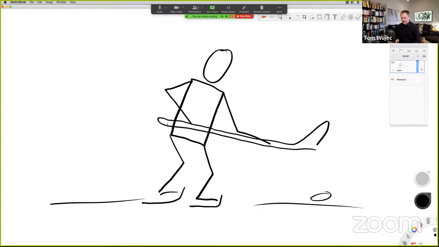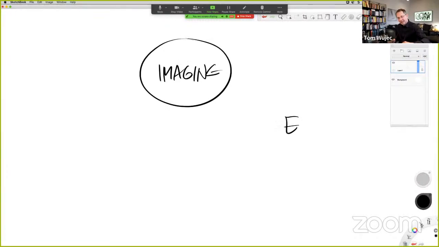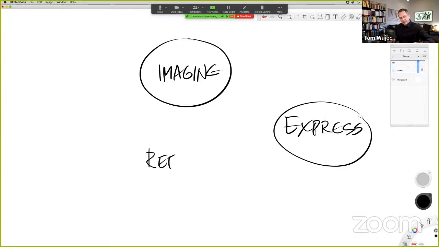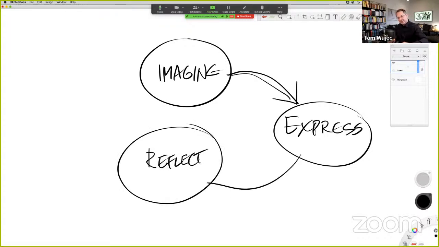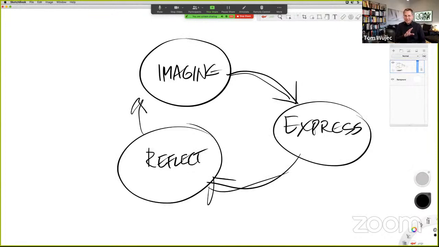So what we've done is we've changed that cycle of imagine, express, and reflect. So this is a little systems model, a little diagram that we've just added some additional nodes to. And we interrupted it and figured out where the block was. So even something as simple as how do you draw can be represented by a simple visual model that you could then interrogate. Is the problem with the imagination?